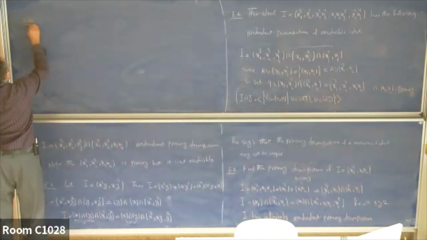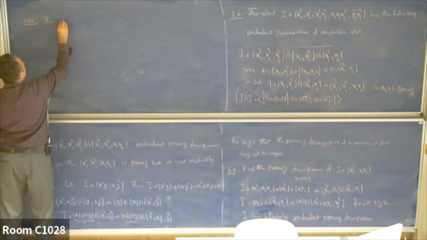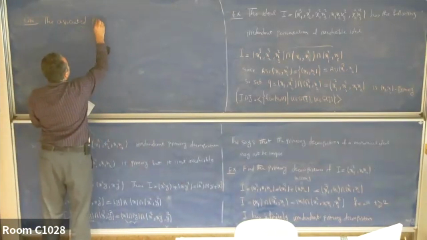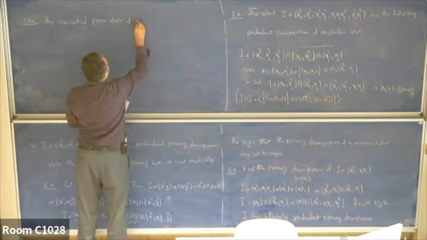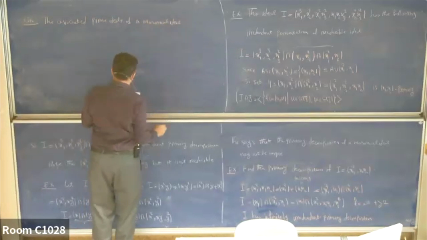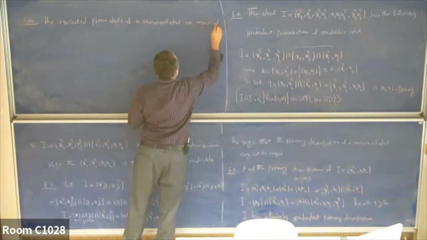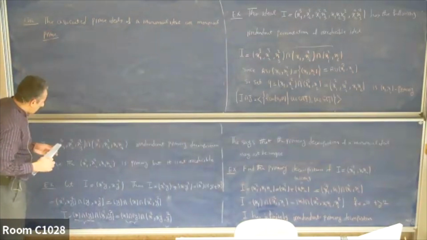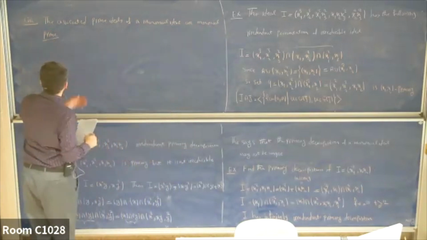Corollary: the associated prime ideals of a monomial ideal are monomial primes. Because an associated prime is a radical ideal, the associated prime ideal is the radical of a monomial ideal, so it is a monomial prime.